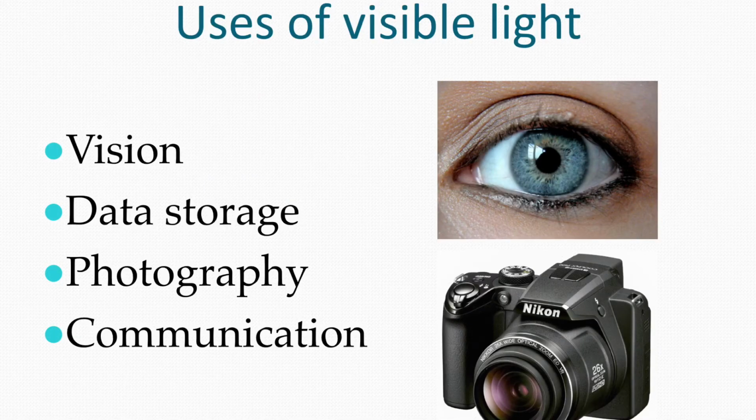You're probably very familiar with the use of visible light for things like photography and of course our own vision, but it's also used for things like data storage and communication. Pause the video now while you add the uses of visible light to your list.